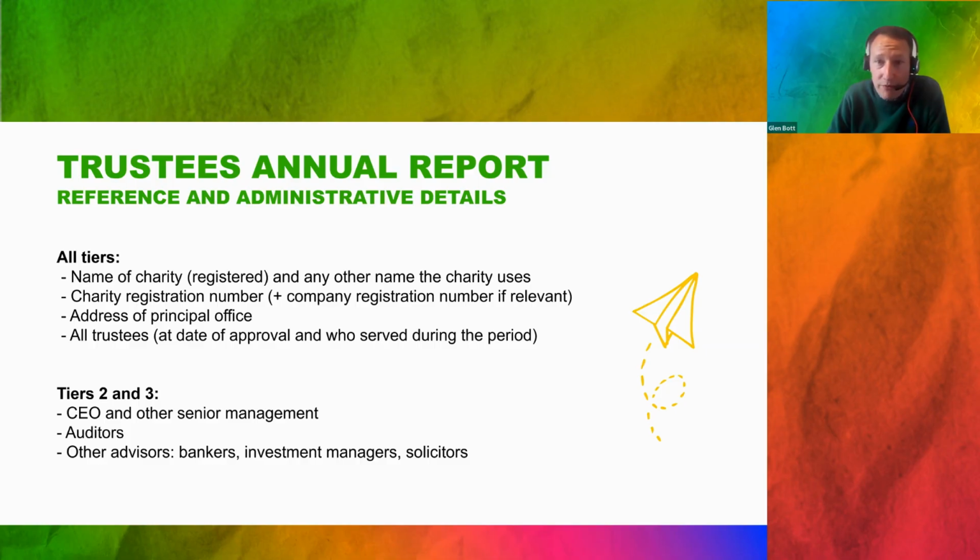For the tier 2 and 3 charities, on top of all that other information, they also need to disclose who the chief executive is and any other senior management. So ultimately, anyone who does have day-to-day responsibilities delegated to them by the trustees. Auditors, both external and internal, if you have internal auditors, and then any other advisors that you have. So bankers, investment managers, solicitors, etc. also get disclosed with their names and addresses.